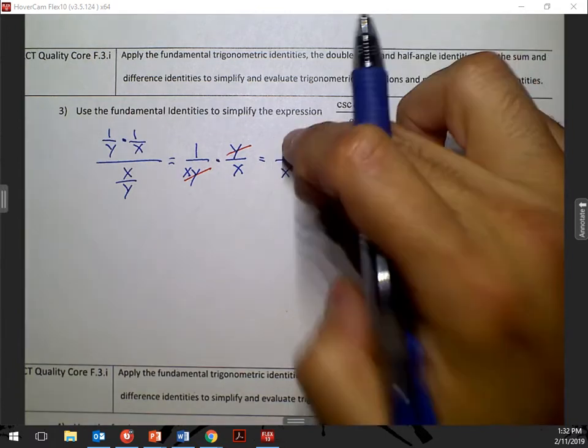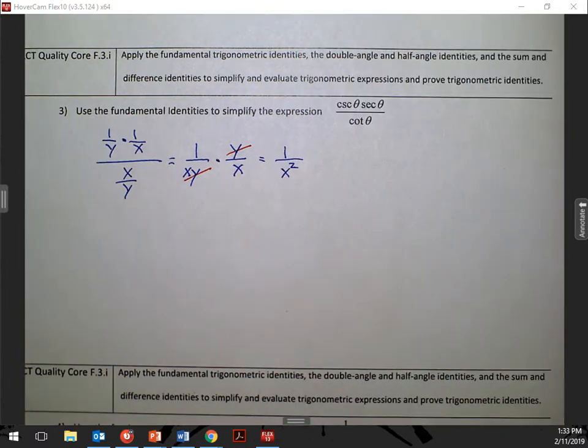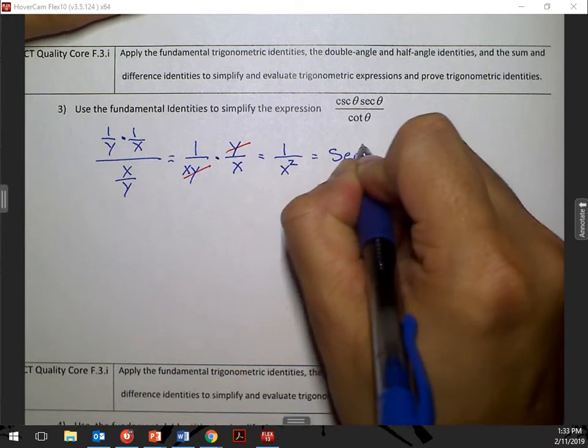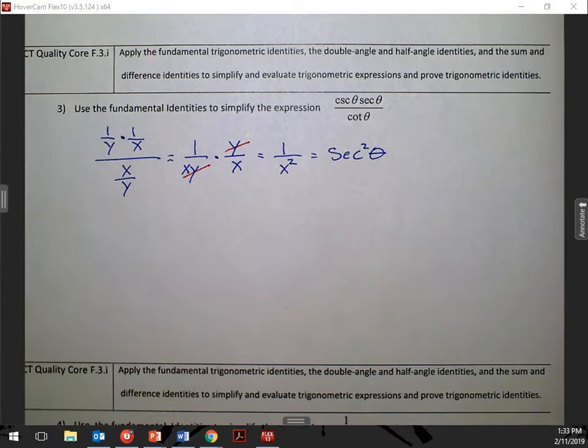Now, what is 1 over x squared? So now translate it back. Secant squared. Yep. Secant squared theta.